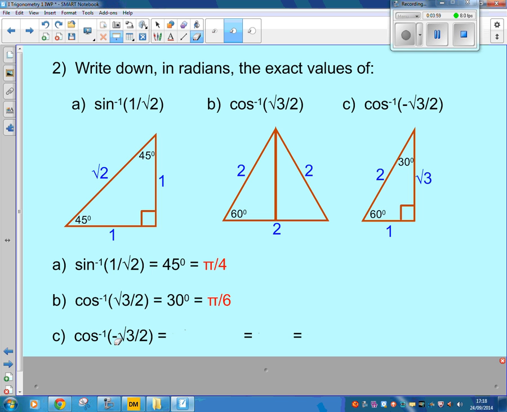Next one, cos to the minus 1 of minus root 3 over 2. Well, now we need to move into the second quadrant. If you think of your cos graph, then you need to be moving past the 90 degrees, and it's going to be 180 degrees minus your 30 degrees, and that gives you 150 degrees. Cos of 150 is minus root 3 over 2. That is 5 lots of your 30, so it's going to be 5 times your pi over 6.